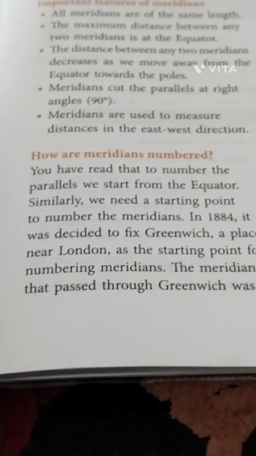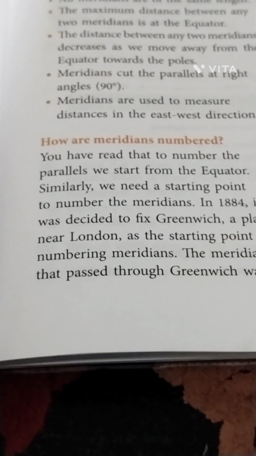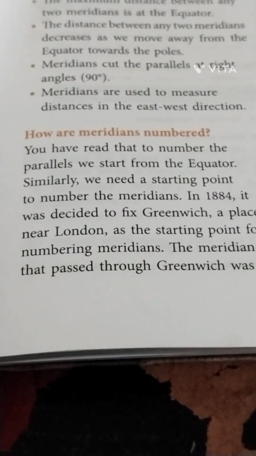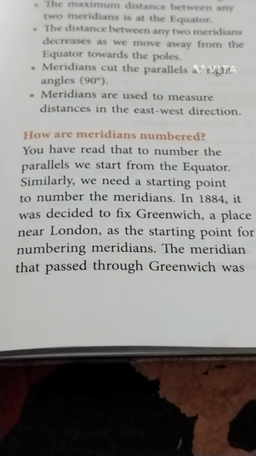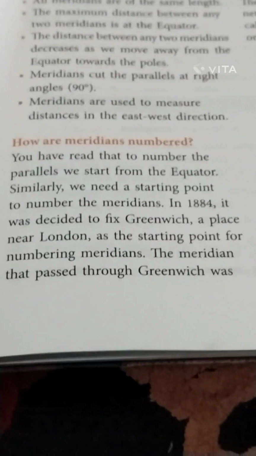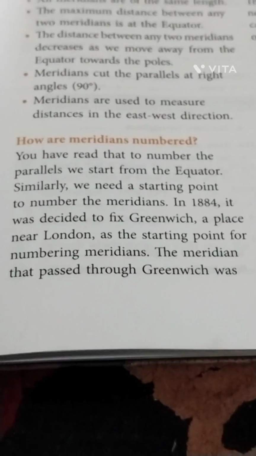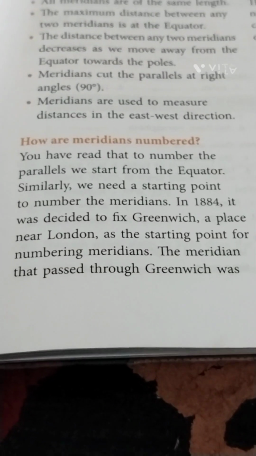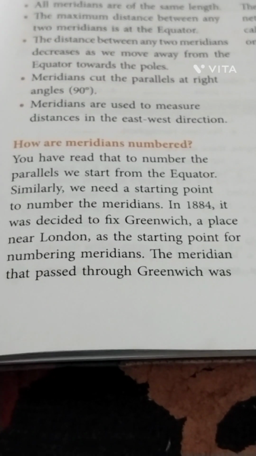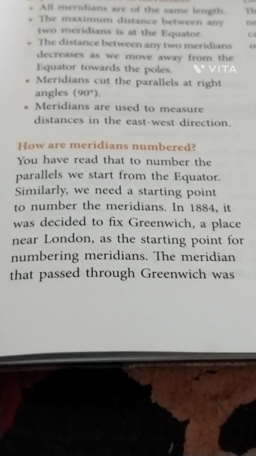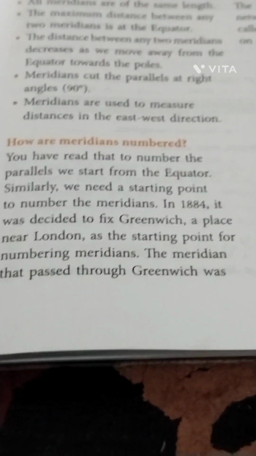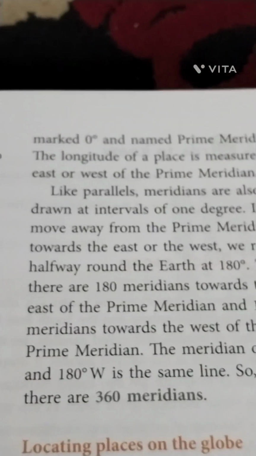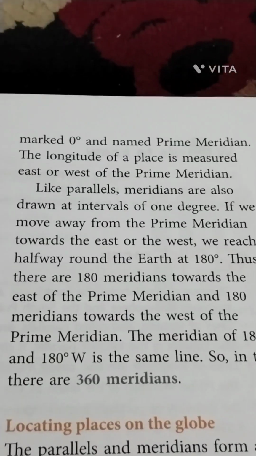How are meridians numbered? You have read the numbering of the parallels. We start from the equator. Similarly, we need a starting point to number the meridians. In 1884, it was decided to fix Greenwich, a place near London, as the starting point for numbering meridians. The meridian that passes through Greenwich was marked as 0° and named the prime meridian.